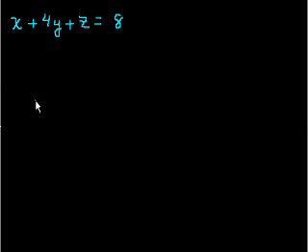We've done a lot of work with two equations and two unknowns, where each equation in two variables represents a line, so you're just trying to find the intersection of lines. But what happens when you start having three variables in a linear equation? For example, let's say I had x plus 4y plus z is equal to, I don't know, let's say 8. So how do we think about this?